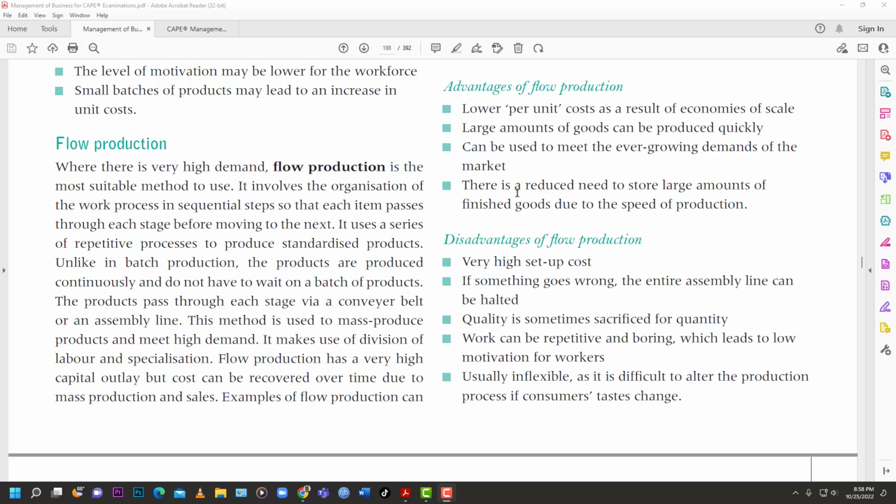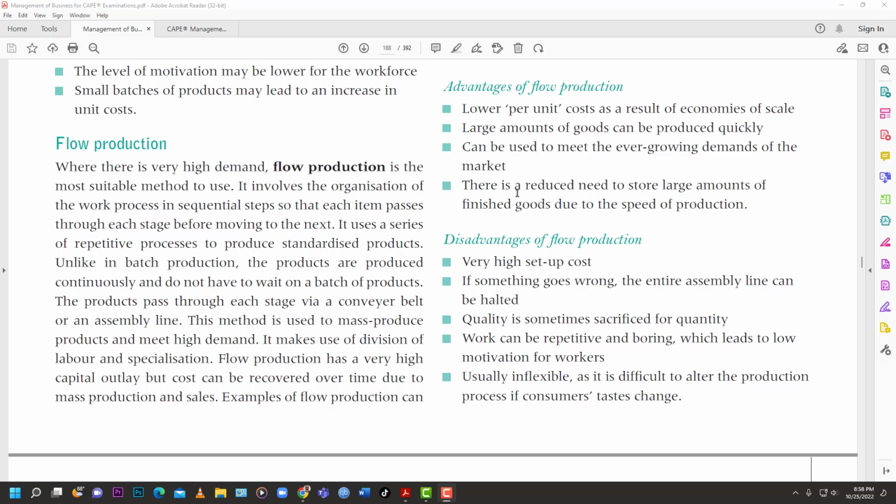Usually inflexible, as it is difficult to alter the production process if consumer tastes change, because you would have invested so much money in the equipment and everything for specific jobs, a specific production type. If something happens, you can't change as readily as you can to meet the market. Yeah, you're not as flexible as you can be. You have to go and rip out all the equipment, change up this, change up that, in order to meet the new taste in the customer.